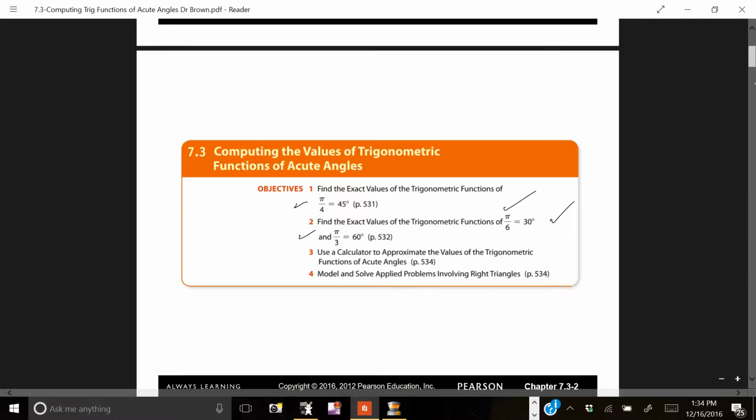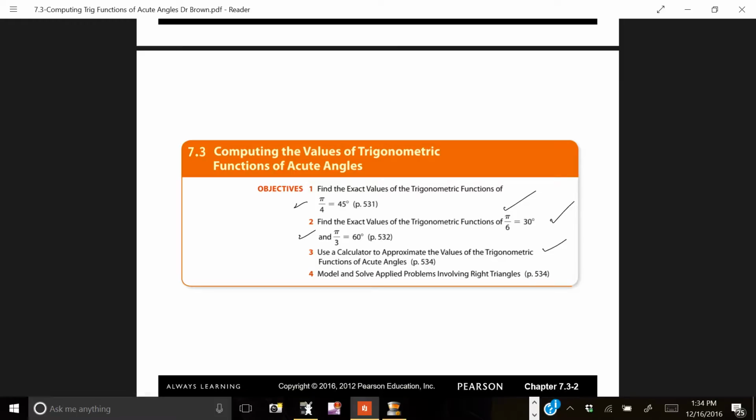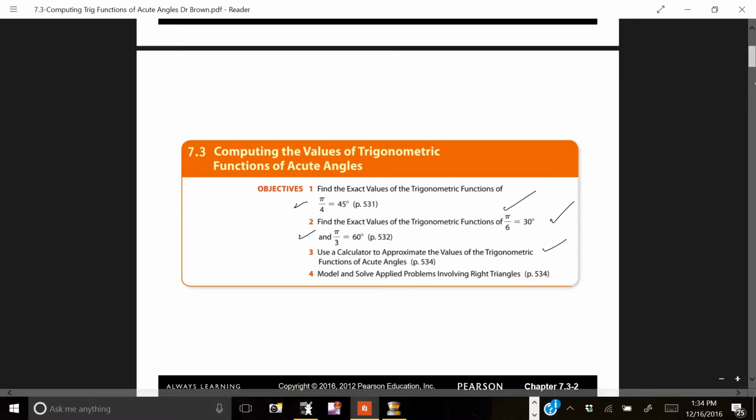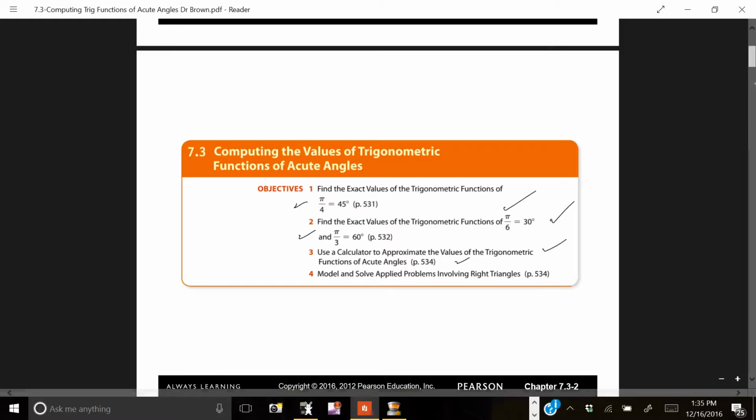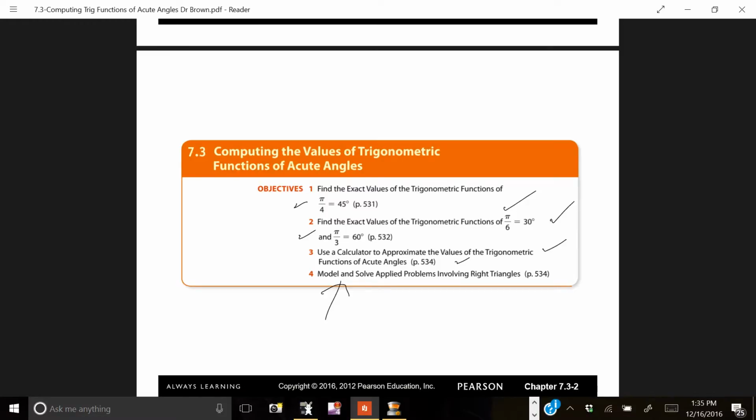And then we're going to break out our calculator to approximate the value of trigonometric functions of acute angles. In fact, saying approximate may be true, but a good graphical calculator can calculate the value of a trig function to many, many decimal places. Then we're going to look at modeling and solving applied problems involving right triangles.